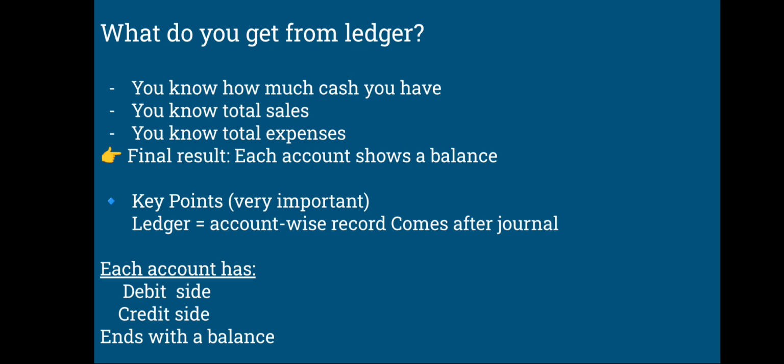Okay, and the key point, ledger comes after the journal. First you will prepare journal. For example, you purchase the furniture for $100, so you will pass a journal entry, furniture account debit to cash account credit with $100. So once this journal entry has been recorded, after that the ledger will be created for furniture separately and for cash separately.